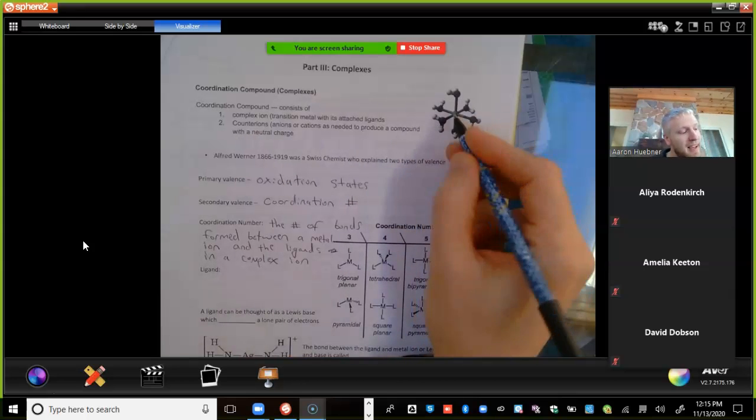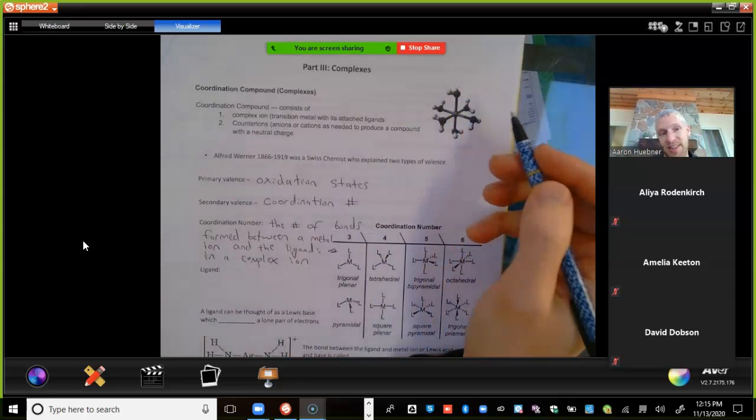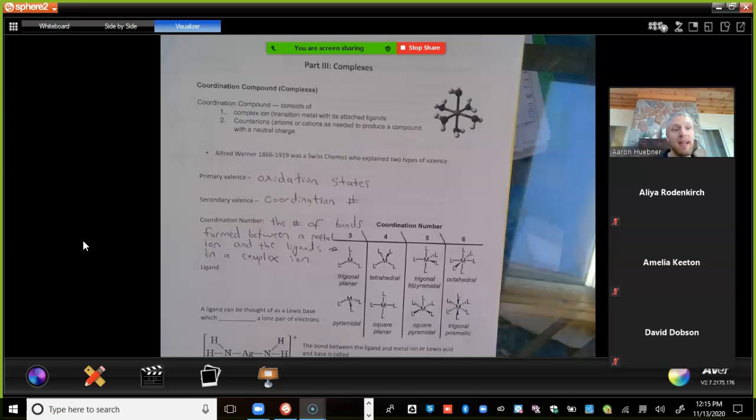Then you got this complex ion. It's either overall plus or minus charge. It's attached to another ion to make it an overall zero charge. And that's the coordination compound.